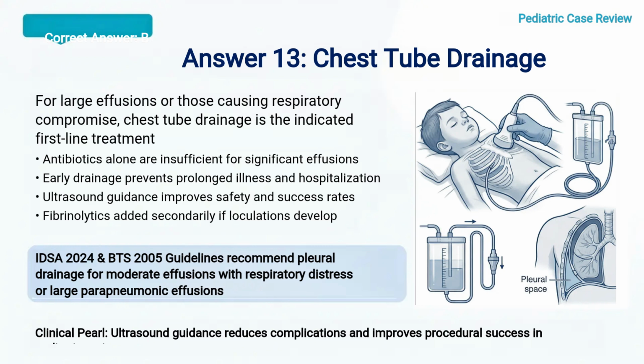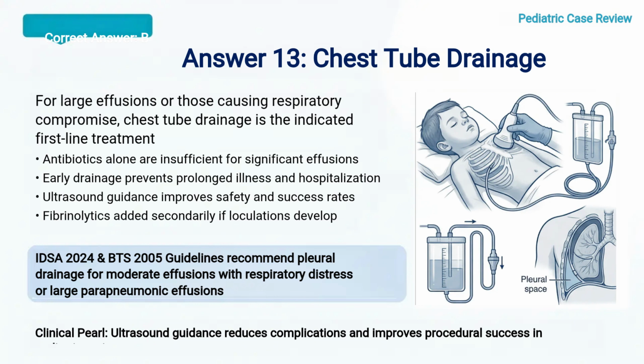For large effusions or those causing respiratory compromise, chest tube drainage is the indicated first-line treatment. Antibiotics alone are insufficient for significant parapneumonic effusions because the fluid acts as a protected compartment where antibiotic penetration is poor and bacteria can persist. Early drainage prevents prolonged illness and reduces hospitalization duration. Ultrasound guidance significantly improves safety and success rates and is strongly recommended.